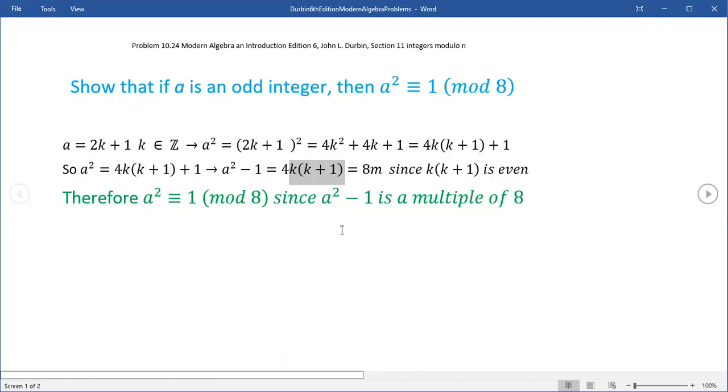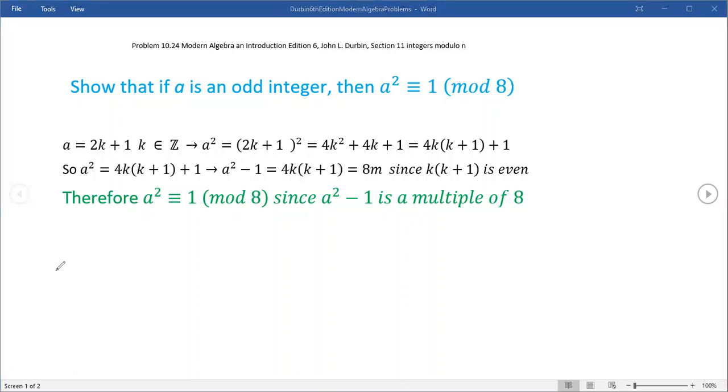So you actually get that a squared minus 1 is a multiple of 8, like we were talking about earlier, which means as long as a is odd, this happens. Now let's do a concrete example so you'll believe it. That's just an abstract proof, but let's try a concrete problem. Let's say we chose a equal to 11. That's an odd number. It's 2 times 5 plus 1.